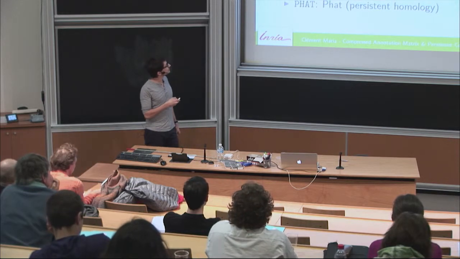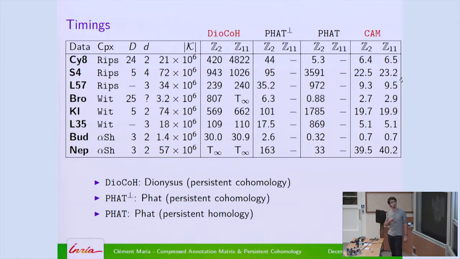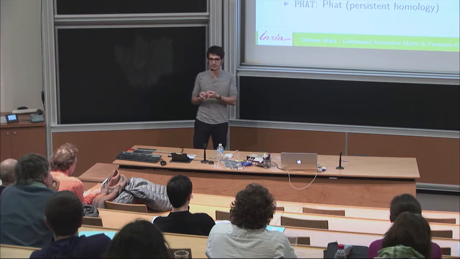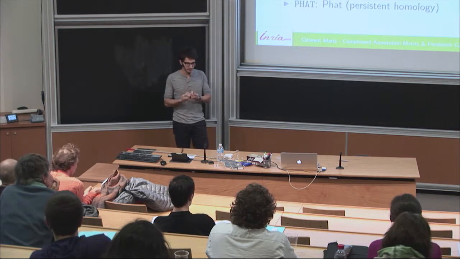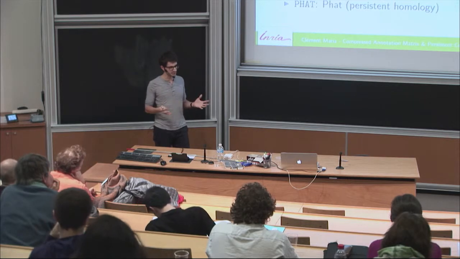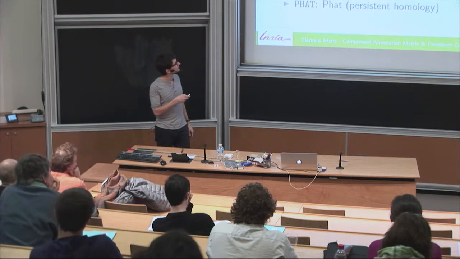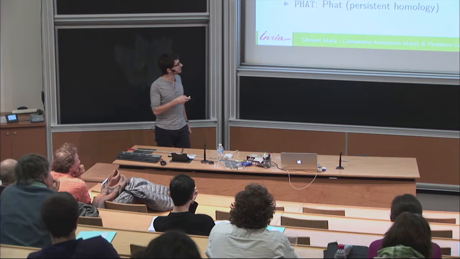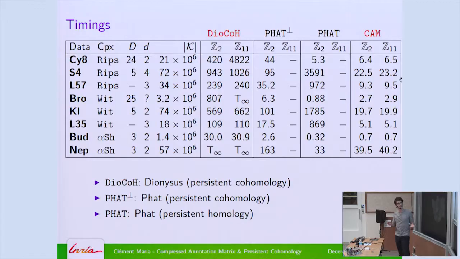So Dionysus is indeed slower. Even if it's the cohomology algorithm, it's the same. The algorithm is the same in nature, but the implementation is a bit more naive than the compressed annotation matrix, and the running time speaks for itself. So we are sometimes a few hundred times faster.